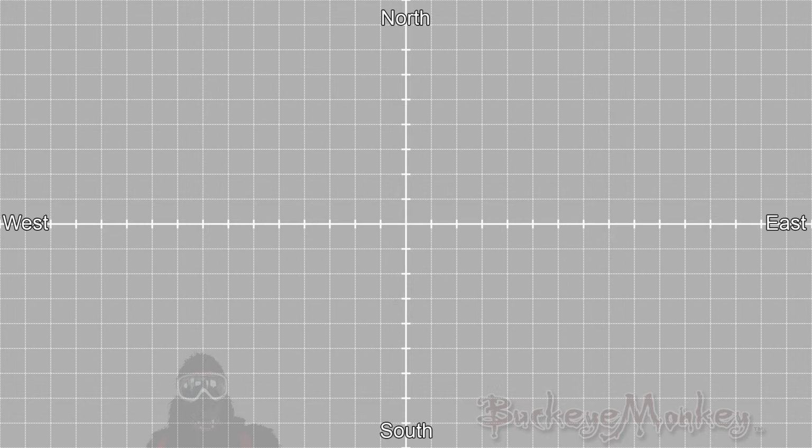So let's say we're in our hovercraft and we are traveling east at 4 meters per second. Well, how do we represent that on this graph? It's actually quite simple. We just start at our origin and we draw an arrow in the easterly direction for 4 units, and there we go. That is our vector. That is our velocity. 4 meters per second to the east.